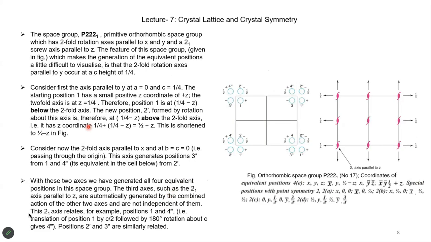Okay. We completed the description of space group C2, is it not? We will take another space group and then complete the space group description. The next space group will be P2221. We'll talk about the next space group, that is the orthorhombic space group, in the next lecture.